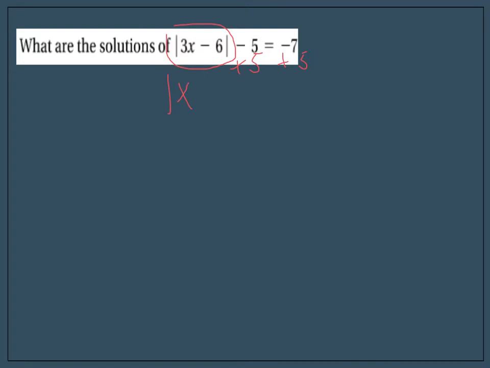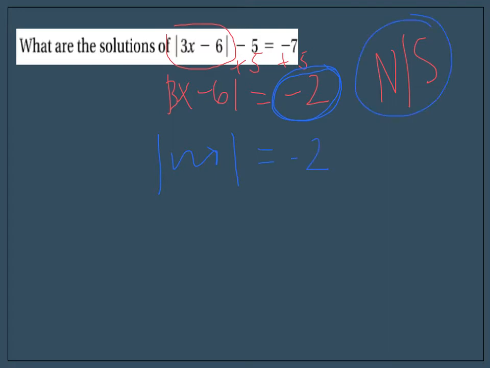So now I have the absolute value of 3x minus 6 is going to be equal to negative 2. Now when I look at this problem, I already know that this is going to be a no solution. I want you to try to think about it. Why would this be a no solution? You're right, because this answer should never be negative. You should never have an absolute value of anything to equal a negative number. So that's why this would be no solution.